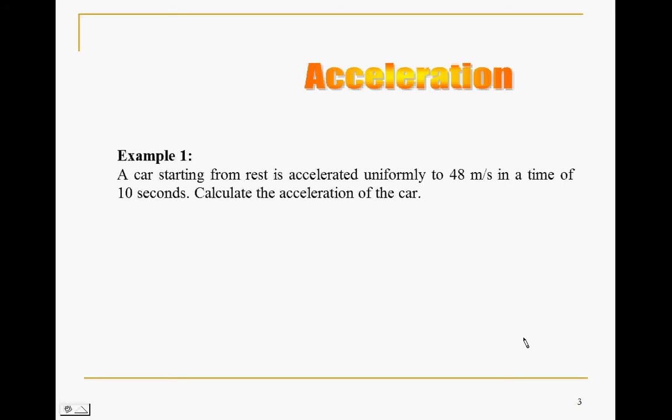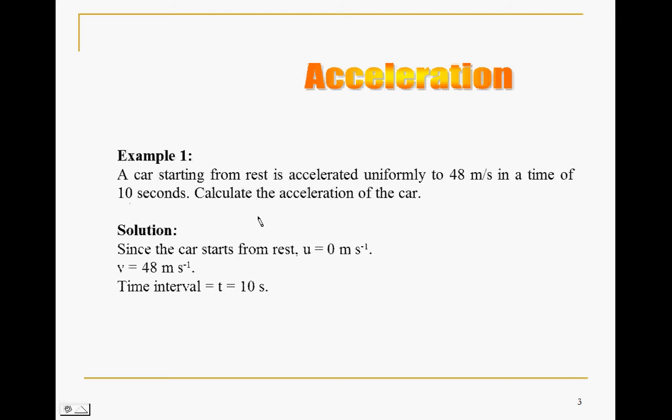So how do we apply this formula? Let's take a look at example 1. I have a car starting from rest. It is accelerated uniformly to 48 meters per second in a time of 10 seconds. Calculate the acceleration of the car. We're going to write down all the information given. The initial velocity, u, is 0 meters per second. Final velocity, v, is 48 meters per second. Time taken is 10 seconds. Substituting in the values, you get the acceleration as 4.8 meters per second squared.